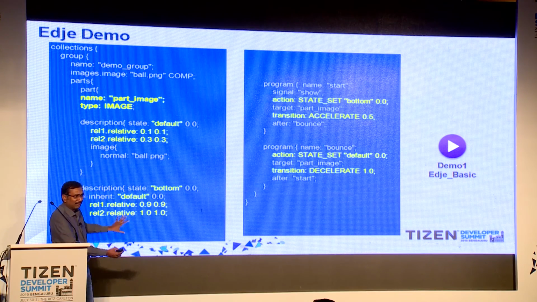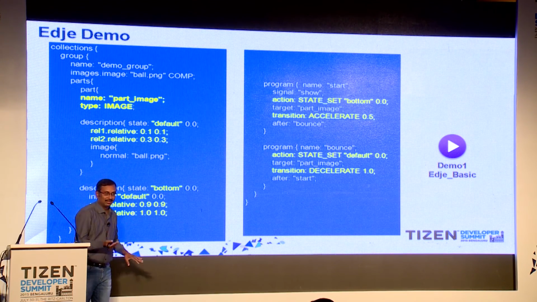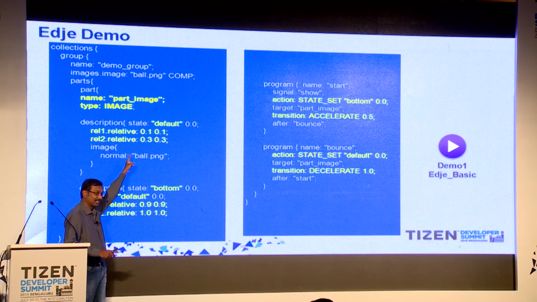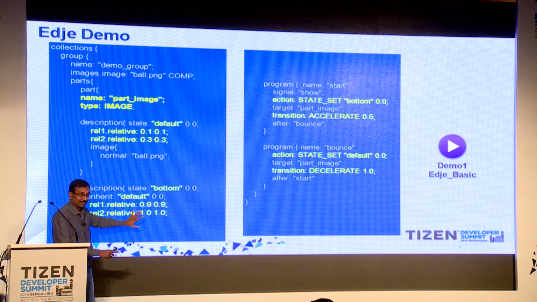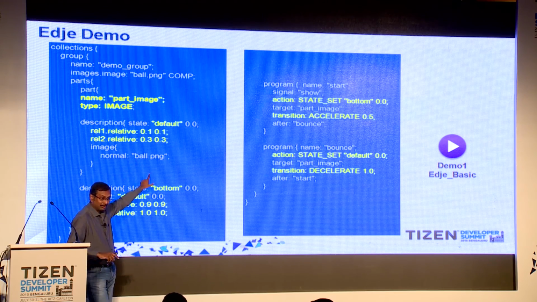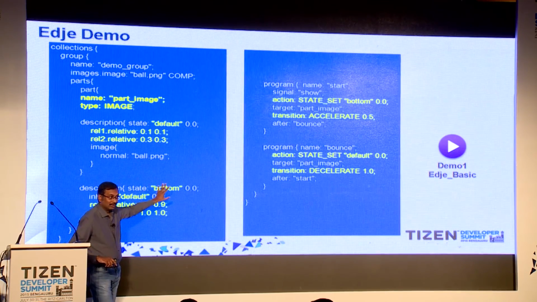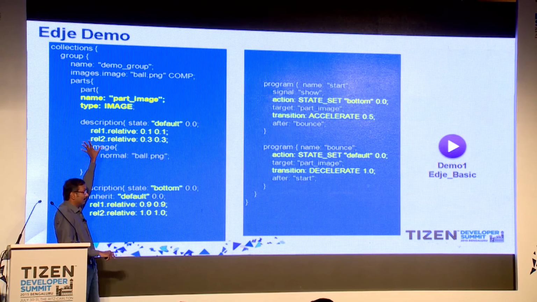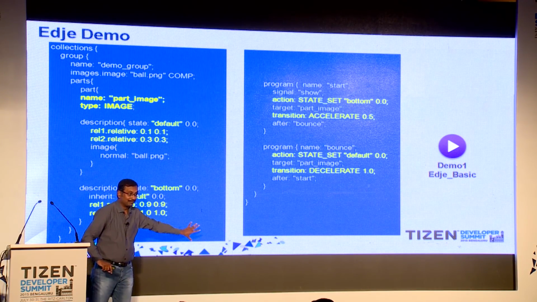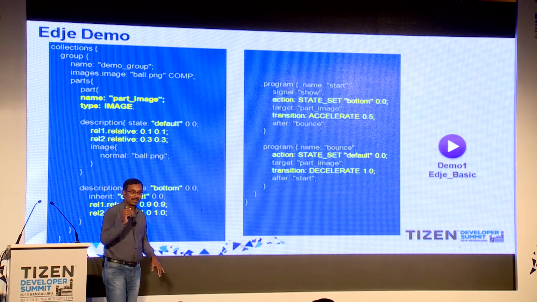I'm also defining one more state. We can change the state of the object, with a different location, 0.9 to 1.0. Notice here the difference is 0.2, and here 0.1. So if I show this image, ball.png, which is loaded, the first state will display it at the top, and if I change to the second state, it will come to the bottom. I can add some more dynamic animations.